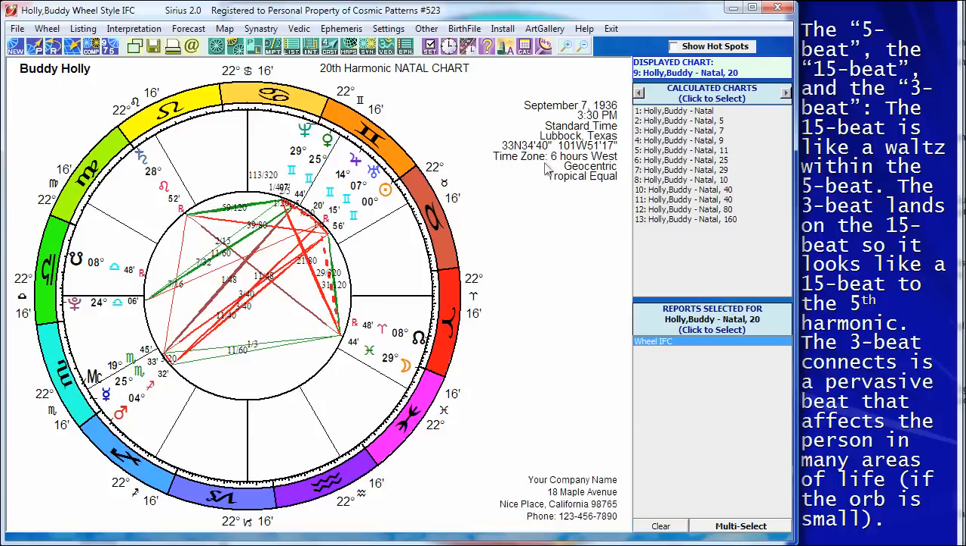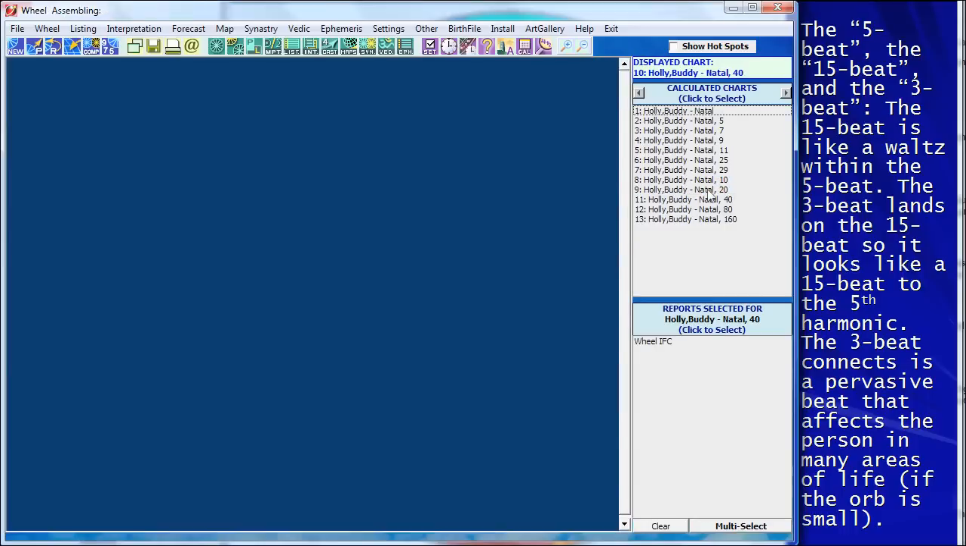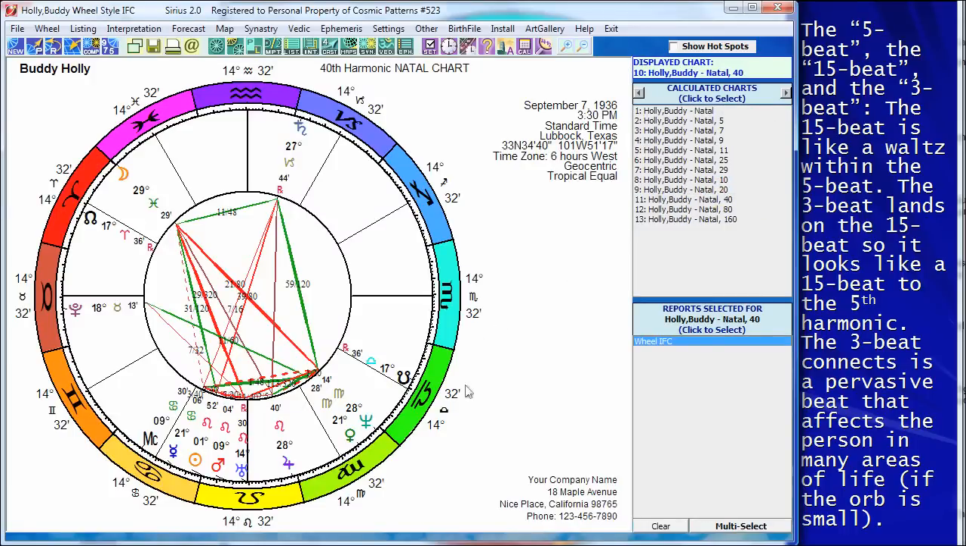Now, when I go double again, from 20 to 40, the opposition will turn into a conjunction. We're going to have about a 5 degree orb. So let's do it. I'll click on the 40th harmonic. I've already calculated these ahead of time. And it's turned into a conjunction with over a 5 degree orb, almost 5.5 degree orb.